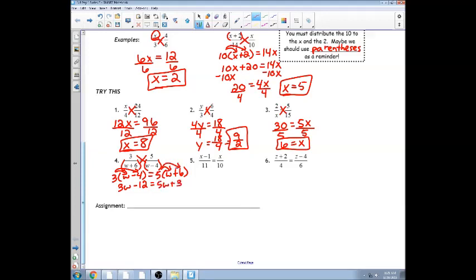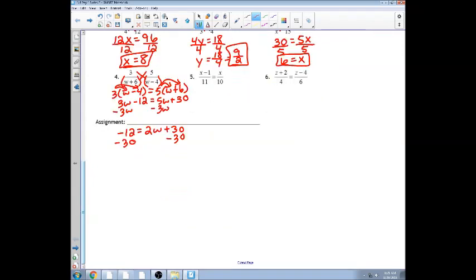5w plus 30. Now I have to get all the variables on the same side, so I would subtract by 3w. That would keep my variable positive. So this would be negative 12 is equal to 2w plus 30. Get the variable by itself, I would subtract 30. So I'd have negative 42 is equal to 2w. Divide by 2, divide by 2. Negative 21 equals w.